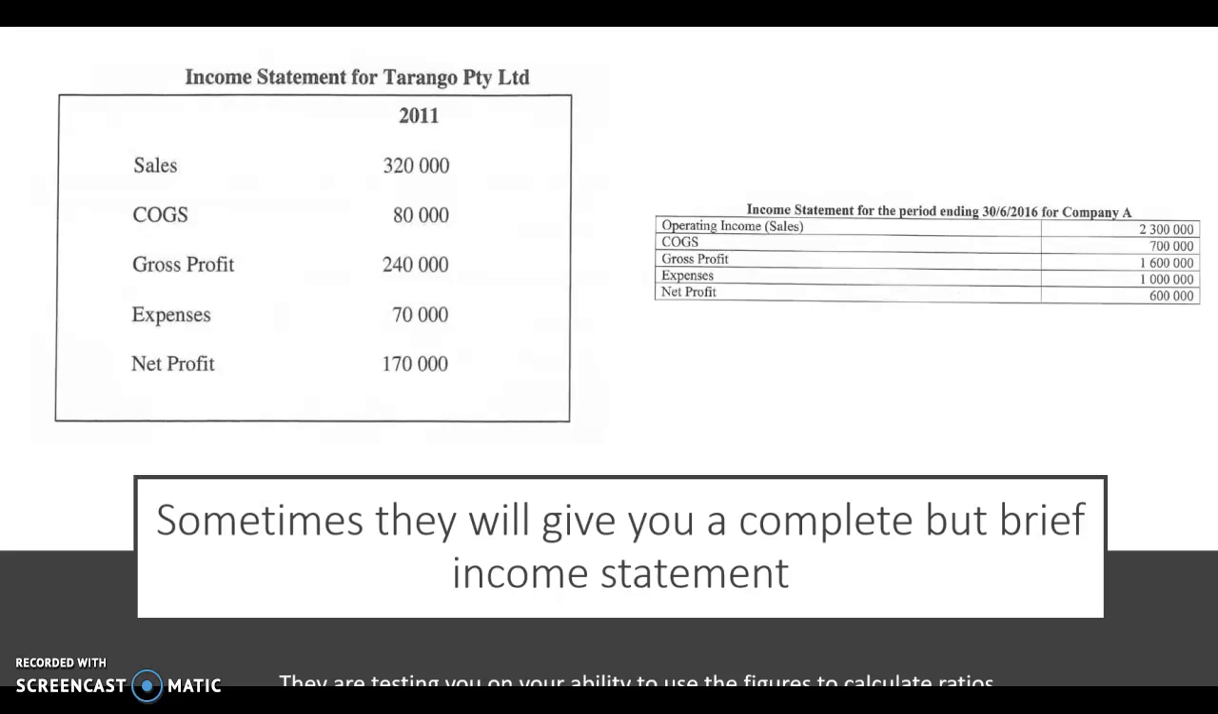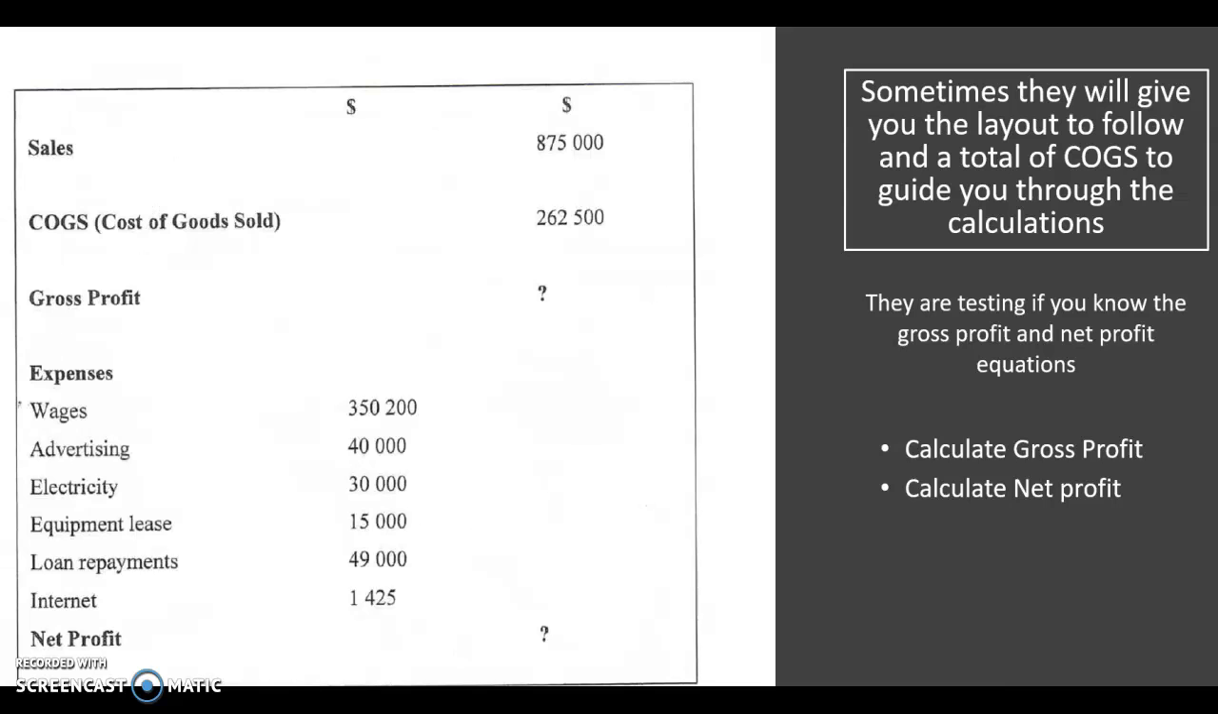You've got sales, you've got COGS, which allows you to calculate gross profit. You've got expenses, which therefore shows you what net profit will be. You're not going to have to calculate anything in relation to the income statement, but you'll probably have to use it to answer a ratio-based question.